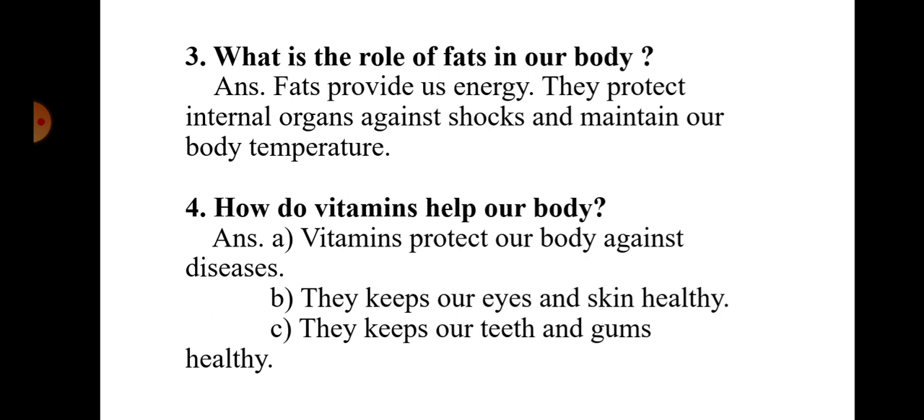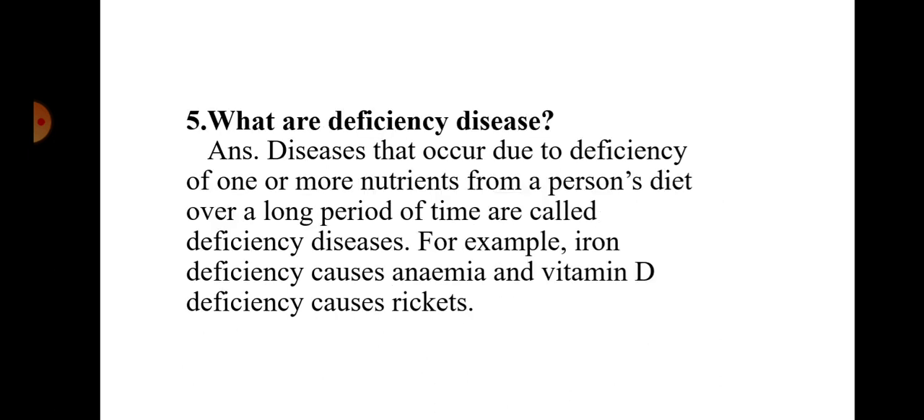Students, all of you write the 4 questions. Okay. Then we go to the 5th one. What are deficiency diseases? Answer: diseases that occur due to deficiency of one or more nutrients from a person's diet over a long period of time are called deficiency diseases. For example, iron deficiency causes anemia and vitamin D deficiency causes rickets.